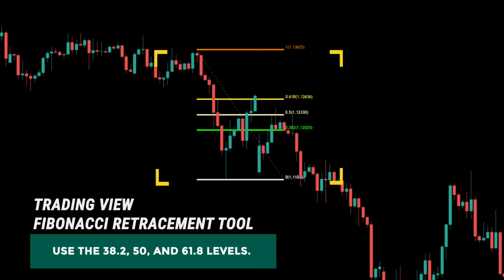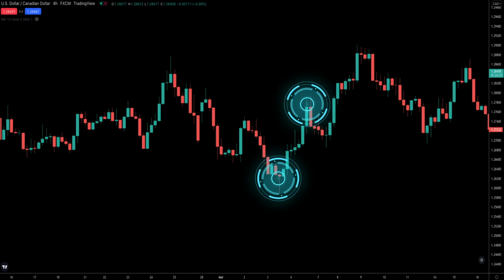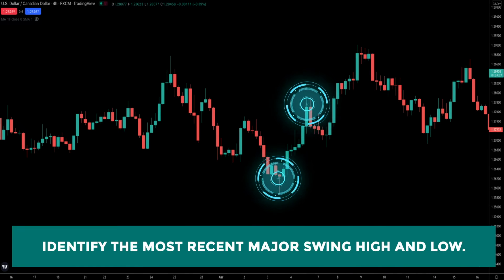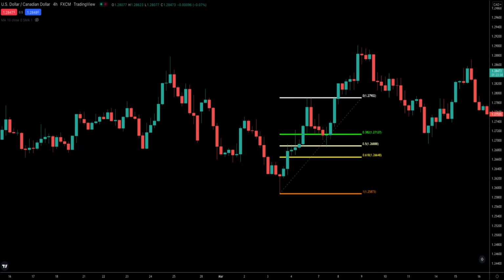Now that you understand what the Fibonacci tool is, let's talk about how to apply this tool to your trading plan. The first thing you need to do is to identify the swing highs and lows. To apply the Fibonacci retracement effectively, you need to understand the market structure and correctly identify swing highs and swing lows. In a trending market environment, you need to identify the most recent major swing high and low. After this, you need to select and plot the Fibonacci retracement tool.